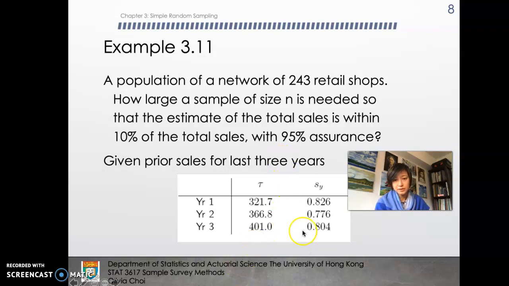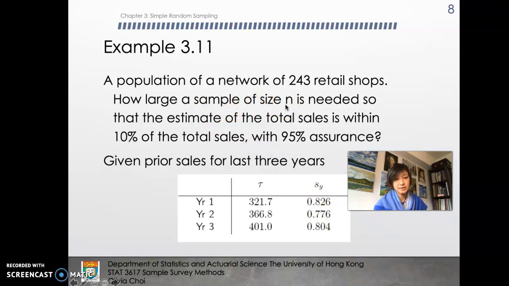And we are given some of the data, the last 3 years total sales, and also we're given the variance or SY, but this is not the variance of the total sales. This is per retail shop's sales data. Okay, because this is SY. So we're given the standard deviation of the sales per retail shop. This is SY. Okay.